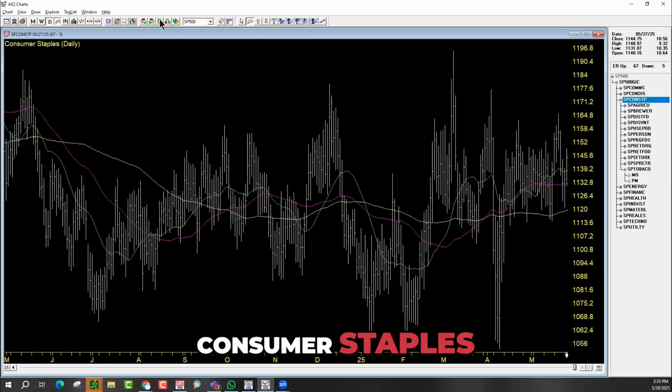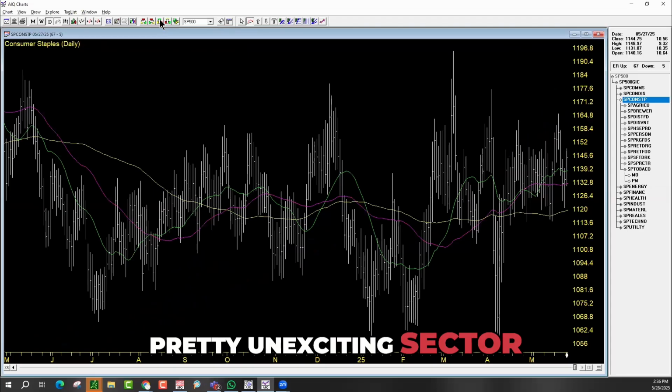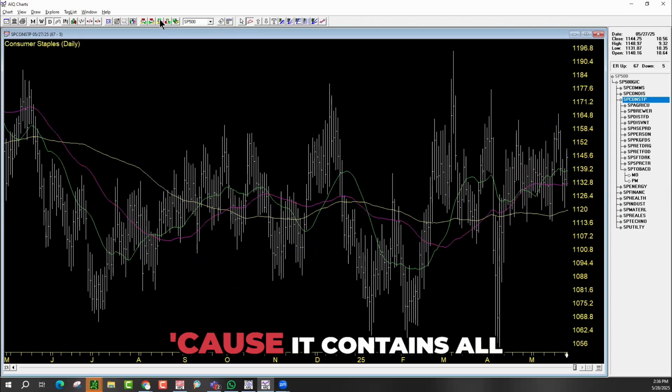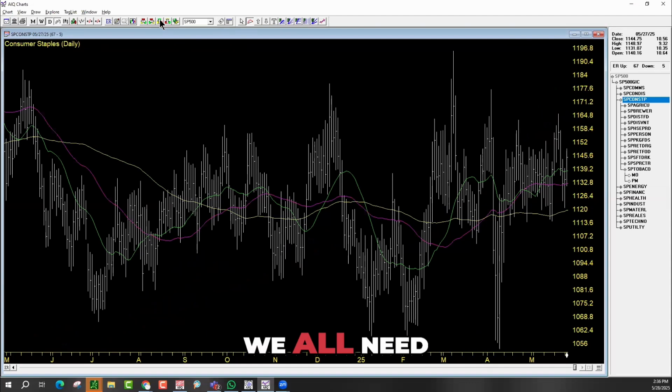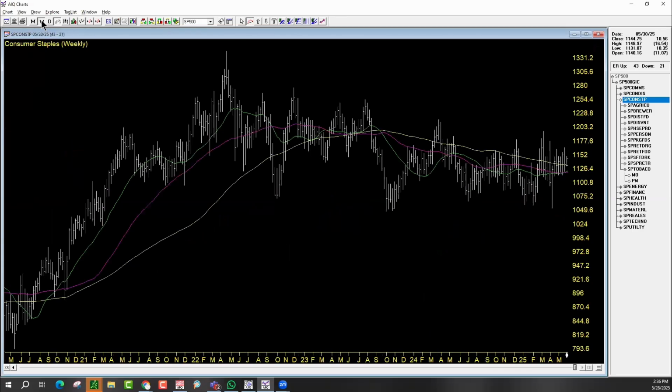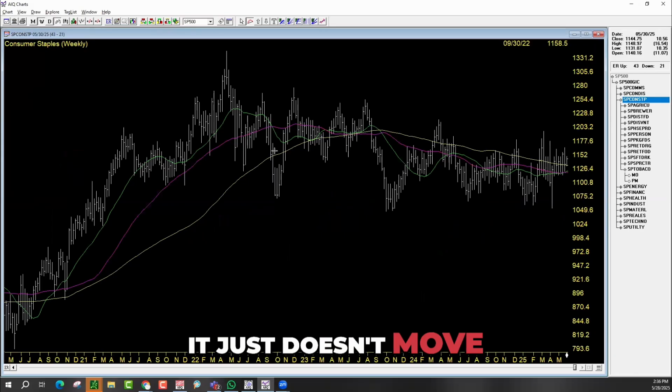Consumer staples. Consumer staples is a pretty unexciting sector. And that's not surprising because it contains all the staple stuff that we all need, amongst other things. So, detergents or Johnson & Johnson and all those things that are really stable. This thing doesn't move. Well, it does move. But again, look at the chart of this. I'll go to a weekly. It's in a massive range. It just doesn't move as a sector.